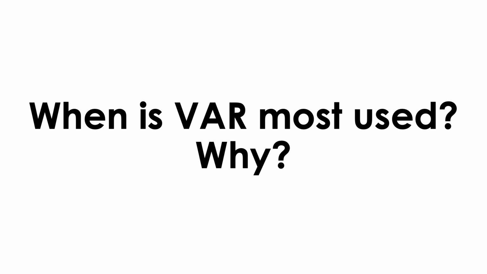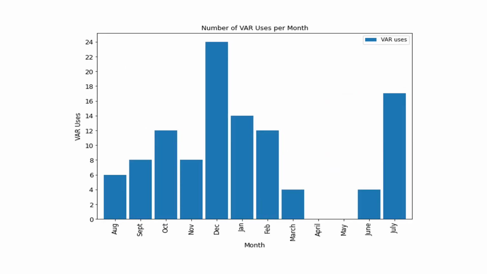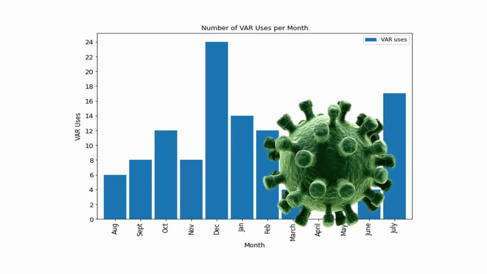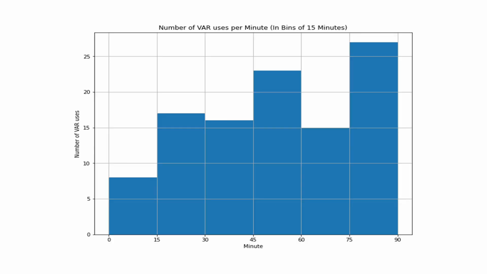And last question was, in which situations during the game is VAR most used? So we first wanted to see if there was a month where the VAR was mostly used, but to our surprise, we saw nothing in March, April, May, and then remembered this thing called COVID, which then made it all clear for us. We then analysed the VAR use in the football match and noticed that the VAR is more frequently used in the second half.